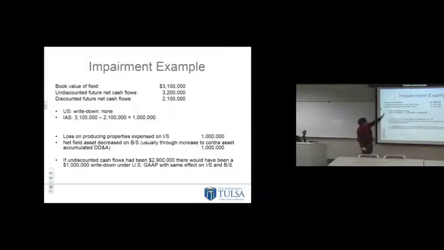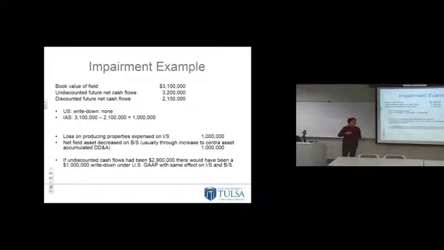Now again, U.S. no write down, but at the bottom we show if undiscounted cash flows had been $2,000,009, then I would have written down under U.S. because $2,000,009 is less than $3,000,001, but I wouldn't have written down to $2,000,009. I would have written down to fair value, which goes to the $2,000,001. So if undiscounted cash flows had been $2,000,009, there would have been a $1 million write-down under U.S. GAAP with the same effect, a loss on the income statement, the net field asset decreased on the balance sheet. So again, I wouldn't write down to the $2,000,009. That just tells me I need to write down.